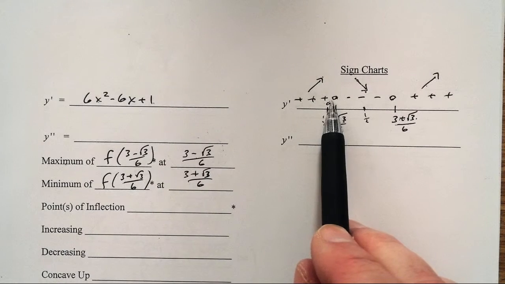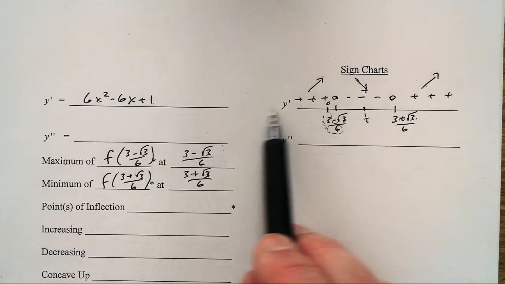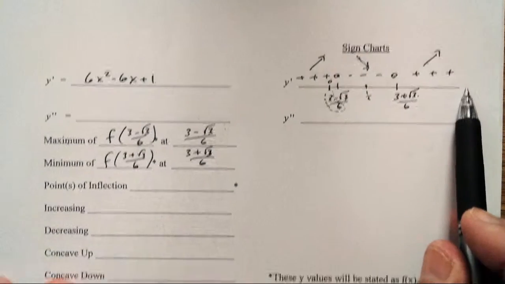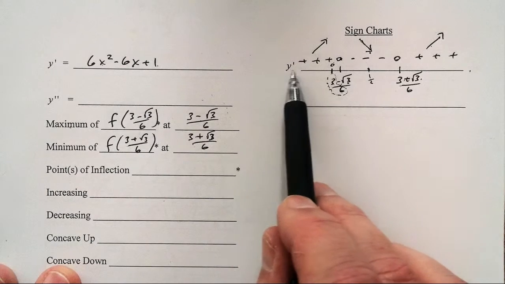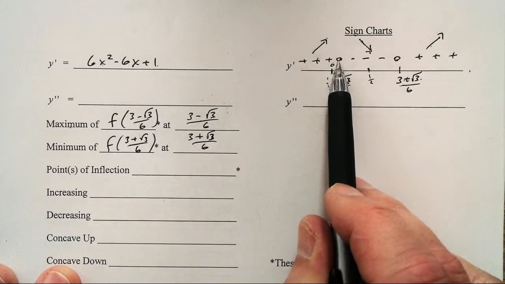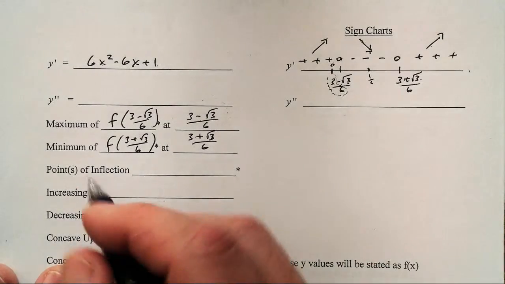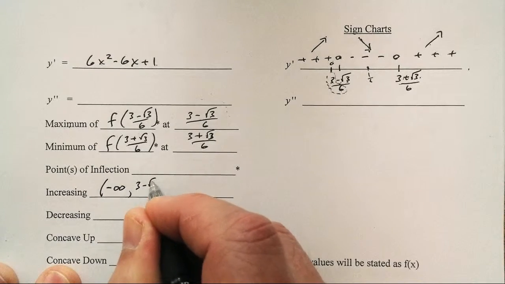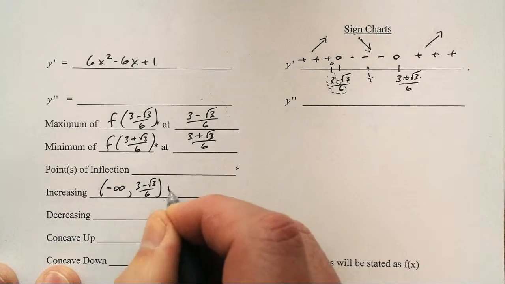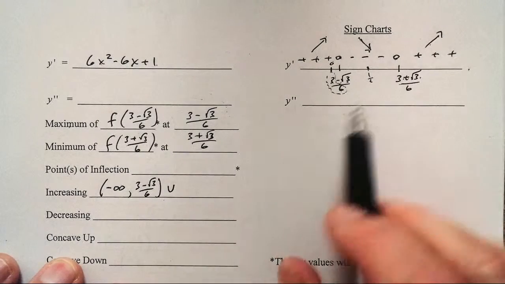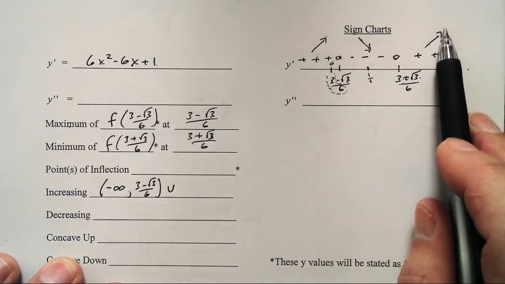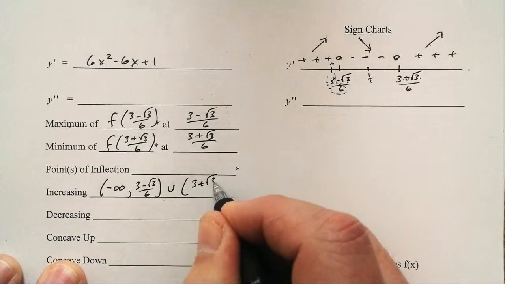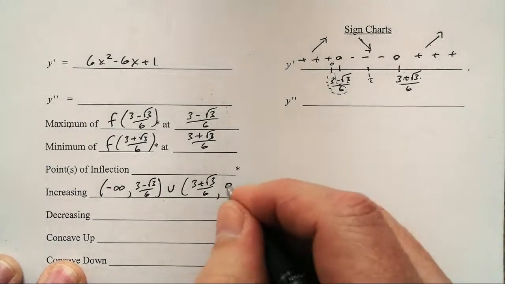The graph goes up, then down, then up. Or it increases, then decreases, then increases. So it is increasing from negative infinity until we get over to, not 0 here, but there's our x value. It increases on the interval negative infinity to 3 minus square root of 3 over 6. And then, in union with, it increases again later on. Slope is positive, increasing from 3 plus square root of 3 over 6 forevermore.